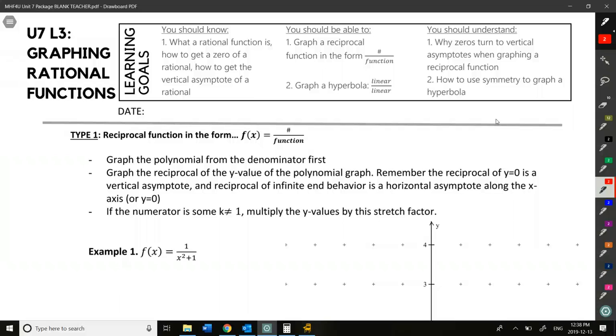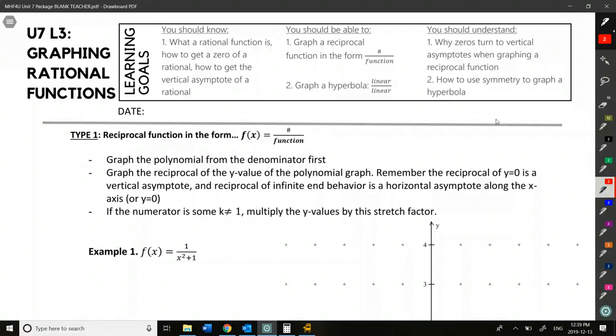This is like a reciprocal function, so you'll see the function in the denominator and then a number on top, obviously. And then we're going to essentially graph the polynomial in the denominator. You don't necessarily have to put it on the graph, but we need at least a set of points for that polynomial in the denominator. We're going to graph the reciprocal of that set of points. So we're going to reciprocal the y values, keep the x values.